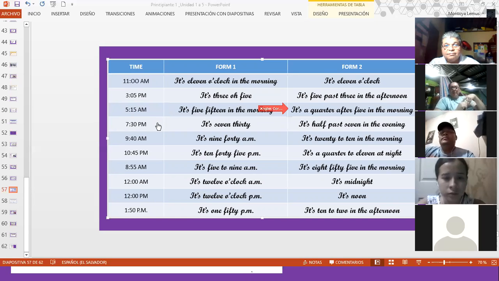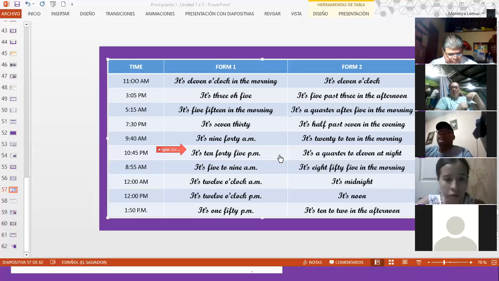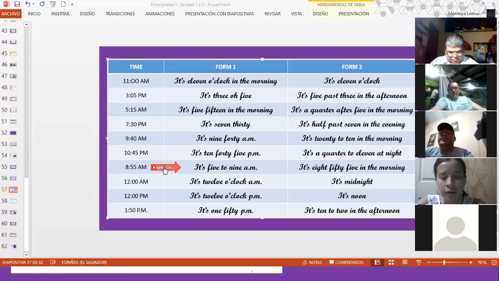It's 7:30. It's 7:30 in the evening. It's 9:40 a.m. It's 10:45 p.m. It's 11:45 at night. It's 5:09 a.m. It's 8:55 in the morning.